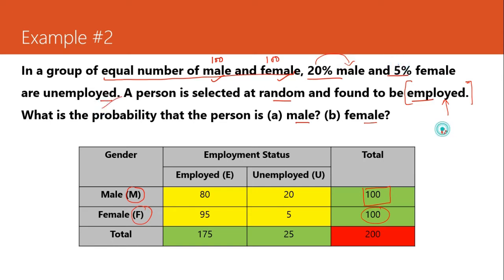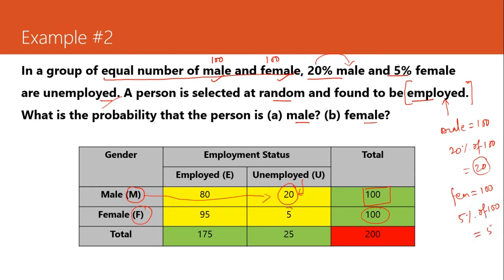Now we have assumed male equals 100. So what is 20% of 100? 20% of 100 is nothing but 20. And this 20 is unemployed male. So 20 is written over here. Unemployed male. And then female. We have assumed female as 100. So 5% of female are unemployed. It means 5% of 100 is 5. So 5 is written over here. Female unemployed.